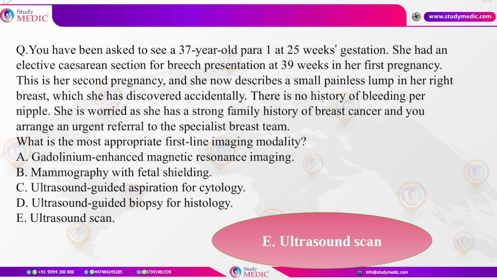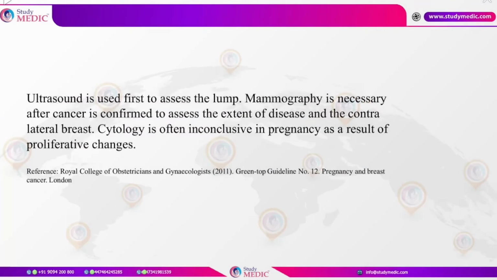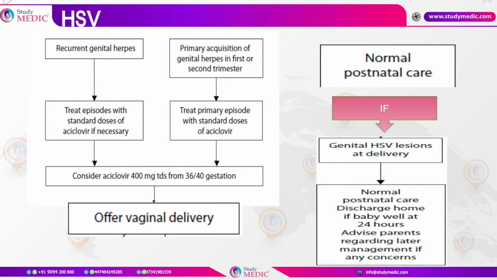Wonderful. It's the ultrasound scan. Once you perform the ultrasound scan, most of the things will be very clear over here. In terms of cytology and biopsy, cytology during the course of pregnancy will be inconclusive, and that's the reason biopsy will be required. So ultrasound is used to assess the lump. Mammography is necessary after the cancer is confirmed to assess the extent of the disease into the contralateral breast too. And cytology is often inconclusive, as I mentioned, because there are proliferative changes that could be seen.